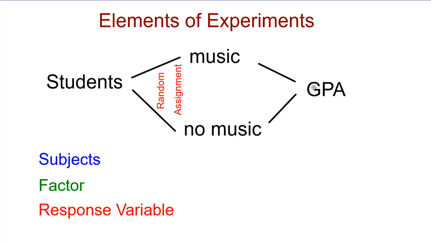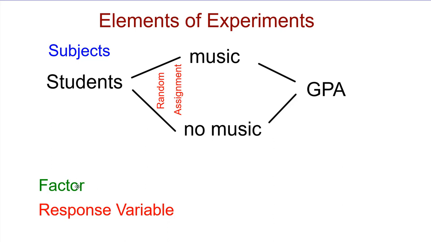All right, so elements of experiments. So we have our subjects, or our participants. Usually we call them participants if they're people, or experimental units. But anyway, in this case, if we were trying to see if music improved the GPA, we'd have two groups randomly assigned. Again, this is where ethics comes into play. So we don't let people choose if they play music or not. We force them into one of the two treatment groups. So, just keep that in mind.